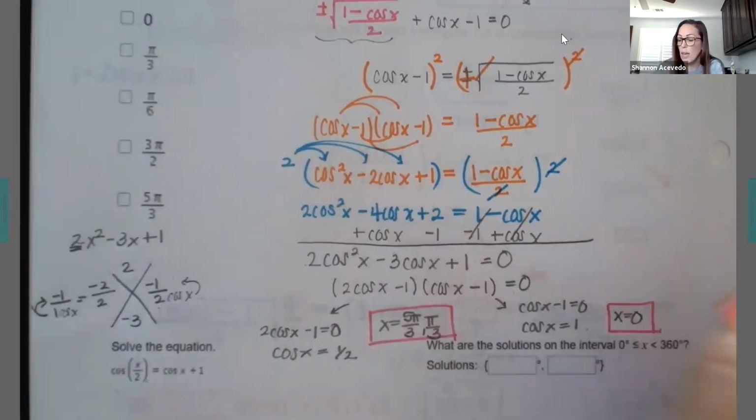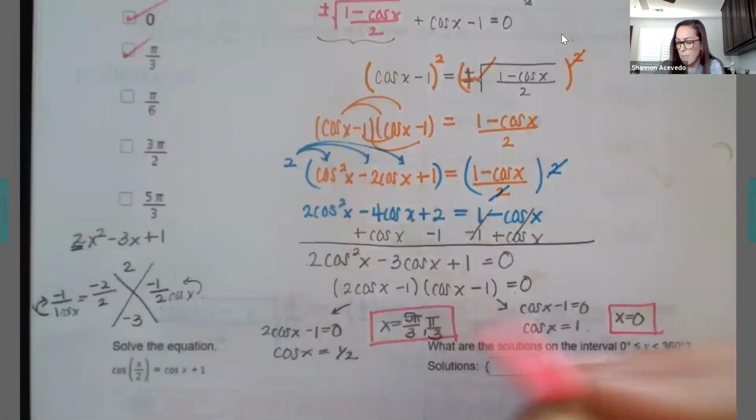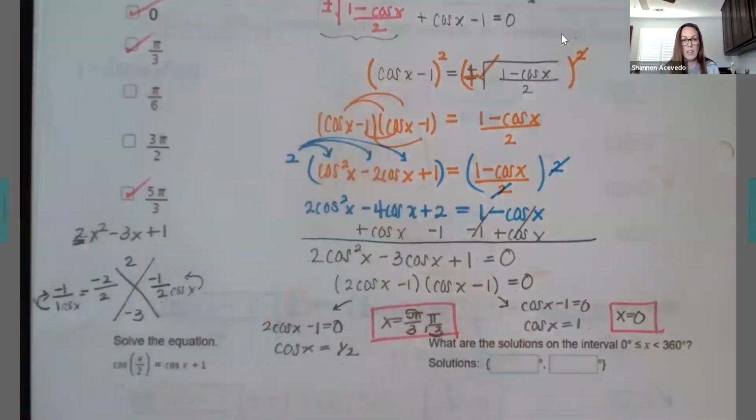It says check all that applies. So we had 0, we had pi over 3, and we had 5 pi over 3, and you're done. That's what they're looking for.